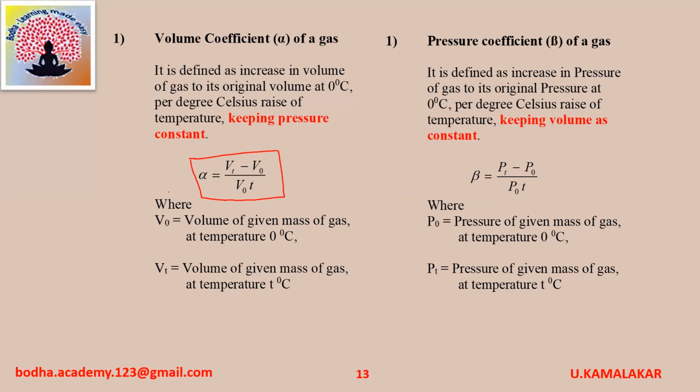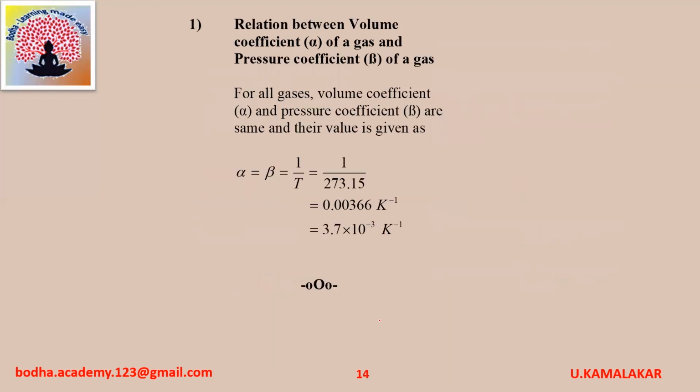Next one, pressure coefficient of a gas. It is defined as increase in pressure of gas to its original pressure at 0 degree centigrade per degree Celsius rise of temperature, keeping volume as constant. That is, beta is equal to Pt minus P naught by P naught T, where P naught is pressure of given mass of a gas at temperature 0 degree centigrade. Pt is pressure of given mass of a gas at temperature T degree centigrade.